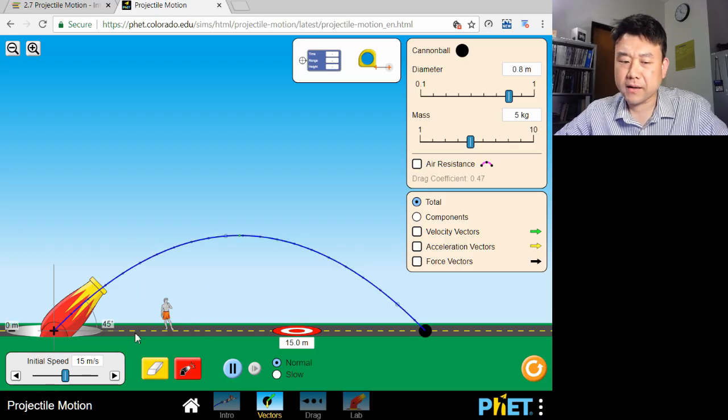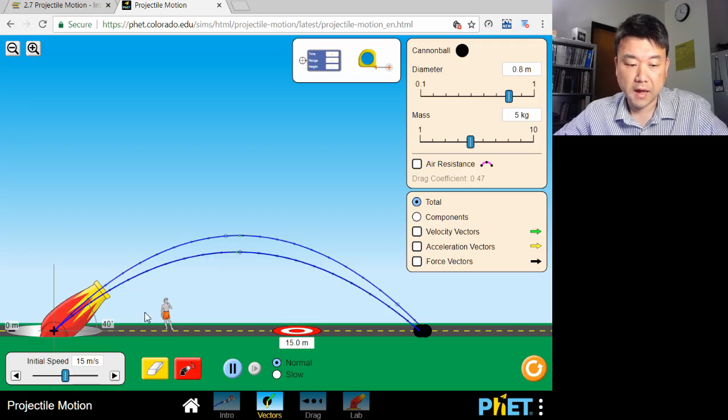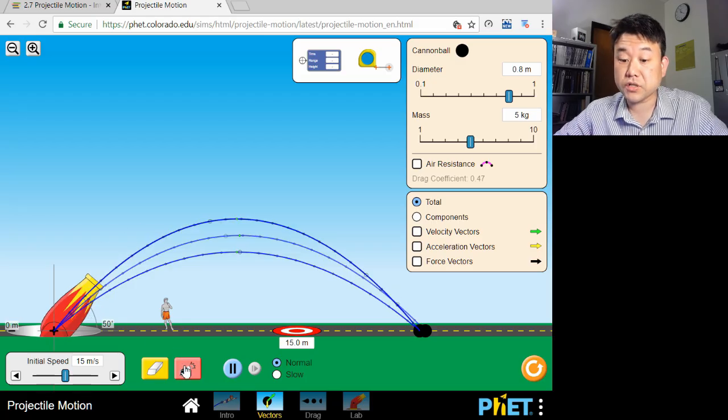Now, let me try a little less angle. And a little more. To see that the range is indeed maximized at 45 degrees. The 45-degree landing spot was slightly further than the 40 or 50-degree landing spot.